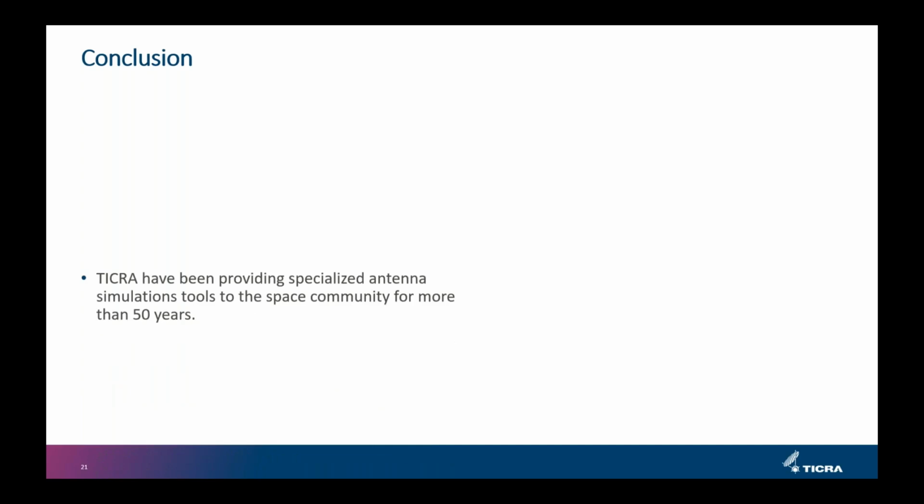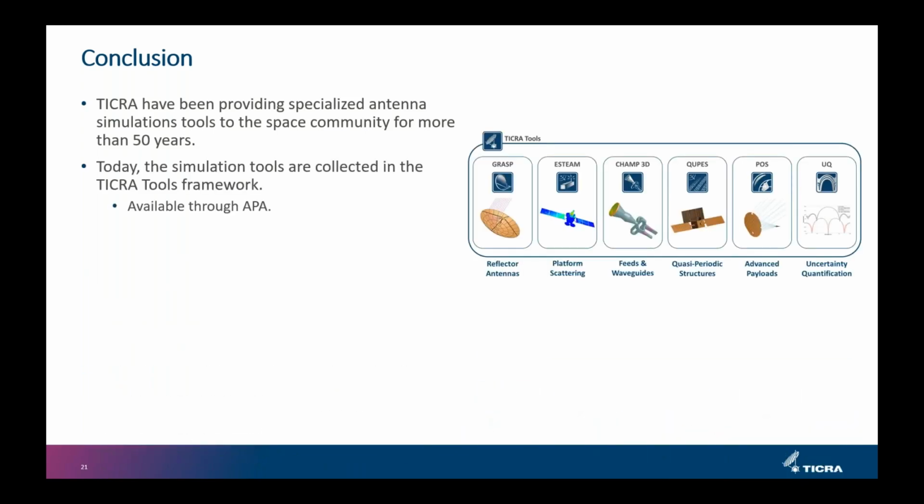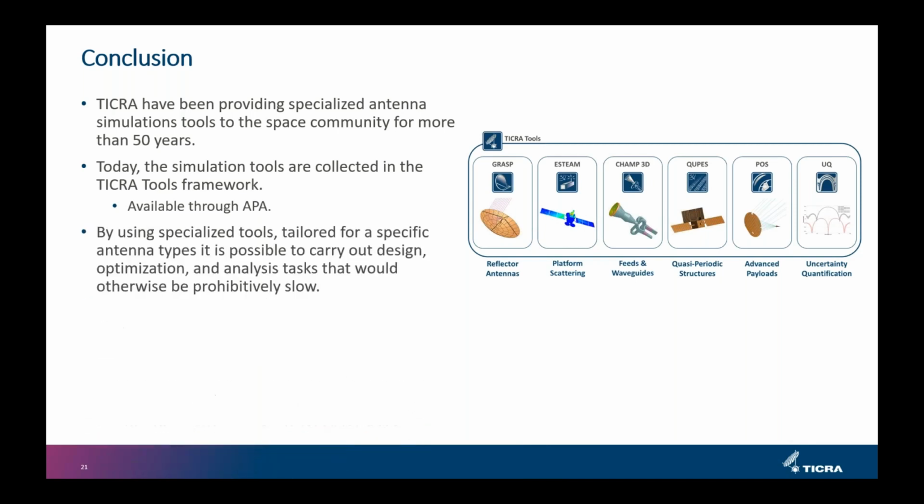And with that, I've reached the conclusion. So we have been providing specialized antenna simulation tools for the space community for the last 50 years or so. Today, everything is collected in what we call the TICRA tools framework. It contains these 6 products, and you can get them through the Altair Partner Alliance. And by using these specialized tools, because they are so quick, it allows you to do optimizations, analysis that would otherwise have been basically impossible to do.